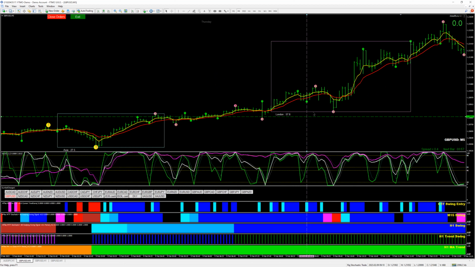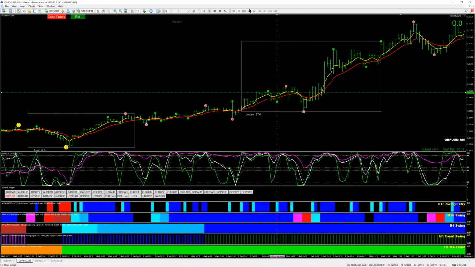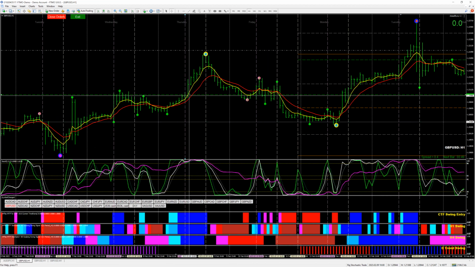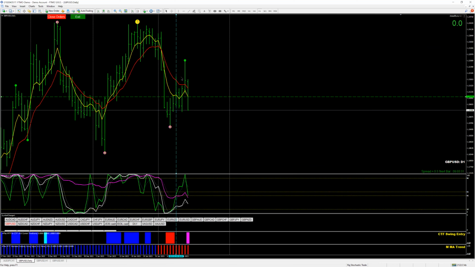So there's my entry. My stop loss is here, so I'm still okay. Go to the H1. And I make my money at 74 pips. That's on the 29th. Remember, the daily is still pointing down. So if you look at the daily, actually, the daily is in a 2-ball retrace, right? So we are good going long.